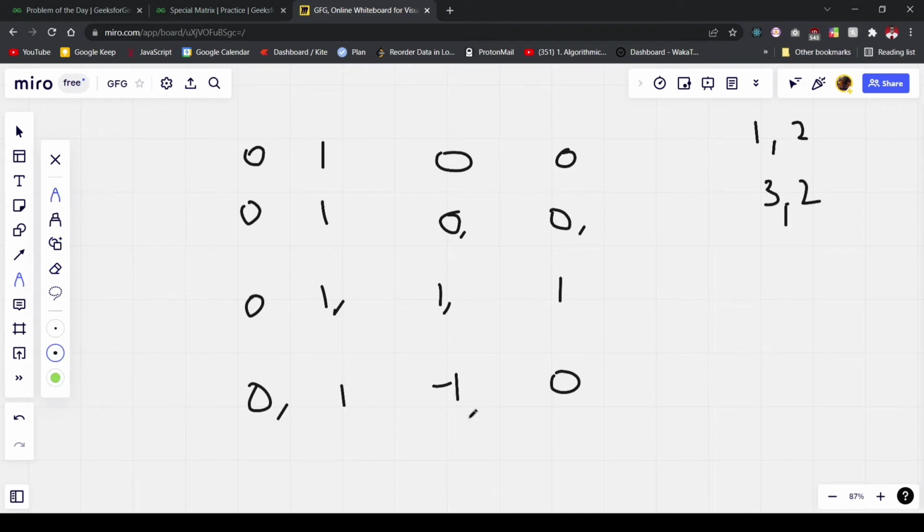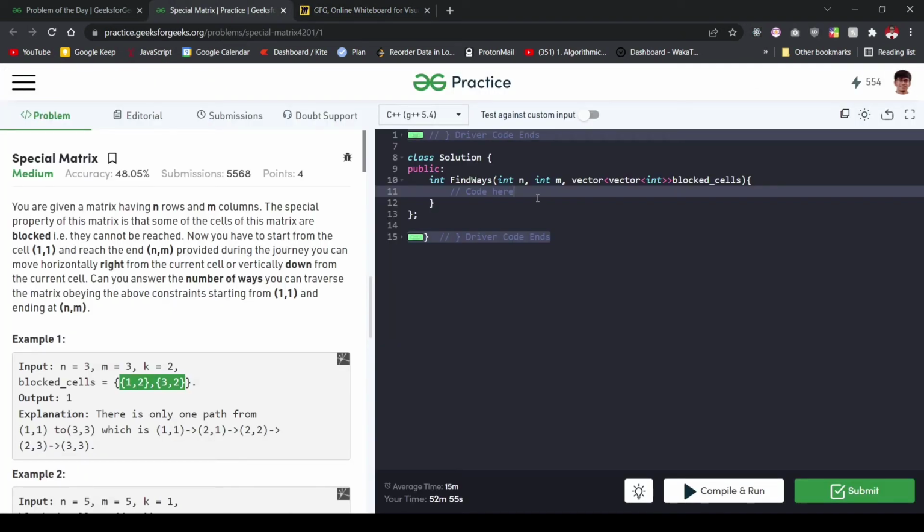And for this particular cell, since it is minus 1, that is, it is blocked, I'll replace it with 0. And for this particular cell, I have one value above it and 0 immediately to its left. So I'll replace it with 1 plus 0, that would give me 1. And this would be our final result. Now let's jump right onto the code.